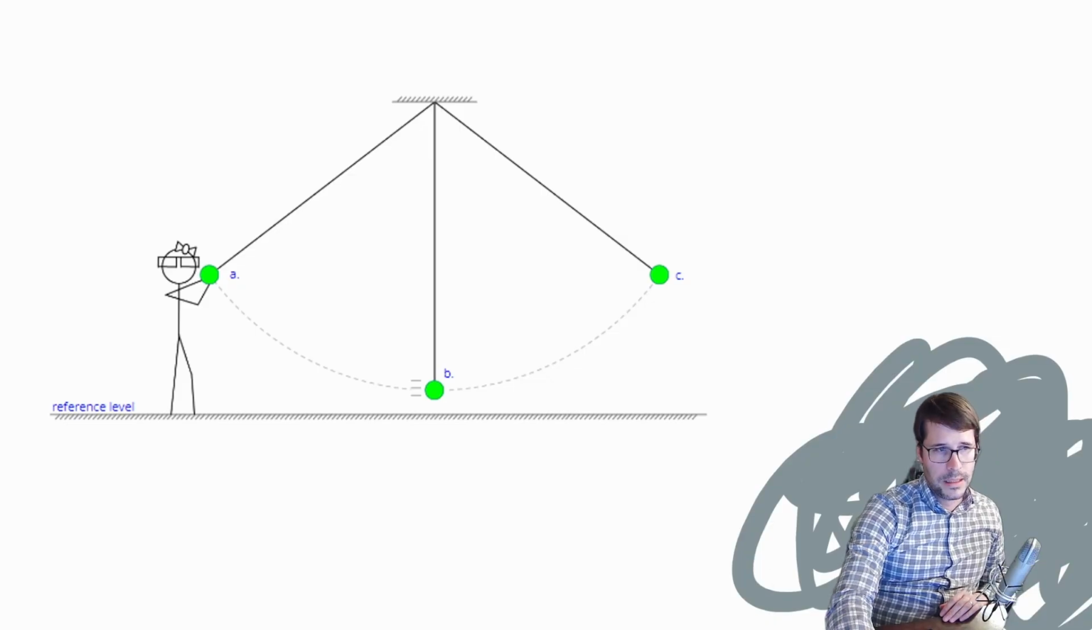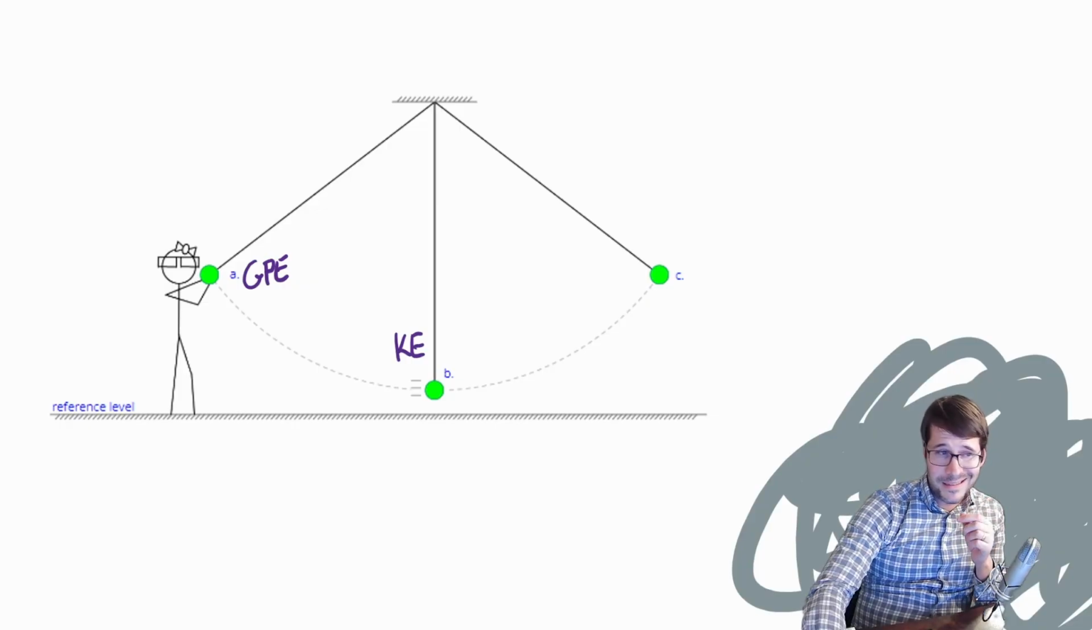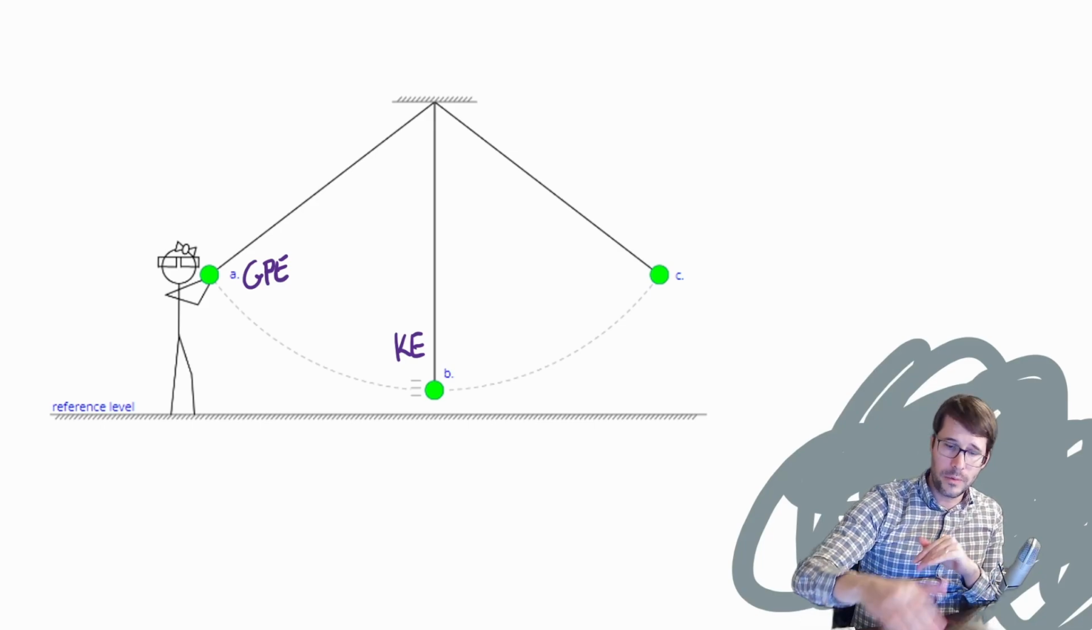Okay, let's take a look. At A, the ball is up high, so that means it's got gravitational potential energy. At B, the ball is moving, so it's got kinetic energy. And what about gravitational potential energy? Well, it isn't at the reference level. It's not at the point where we're measuring from.